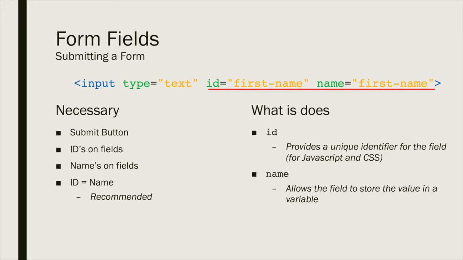The ID provides a unique identifier for the field. We just talked about labels in the previous slide. In this one, it gives a unique identifier for the actual input field. The name allows the field to store a value in a variable.